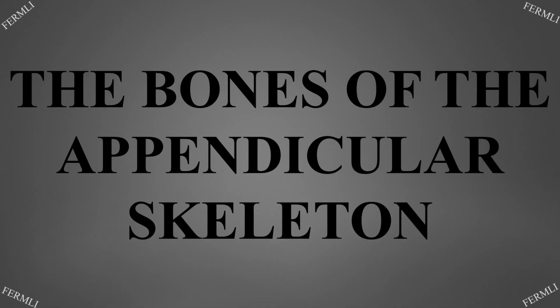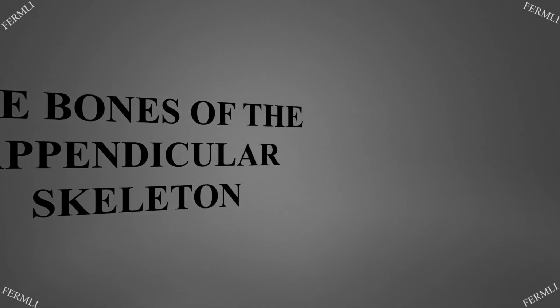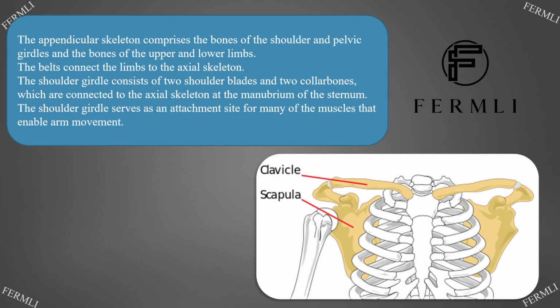The bones of the appendicular skeleton. The appendicular skeleton comprises the bones of the shoulder and pelvic girdles and the bones of the upper and lower limbs. The girdles connect the limbs to the axial skeleton. The shoulder girdle consists of 2 shoulder blades and 2 collarbones, which are connected to the axial skeleton at the manubrium of the sternum. The shoulder girdle serves as an attachment site for many of the muscles that enable arm movement.